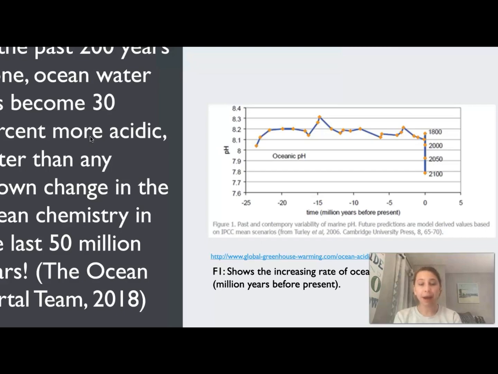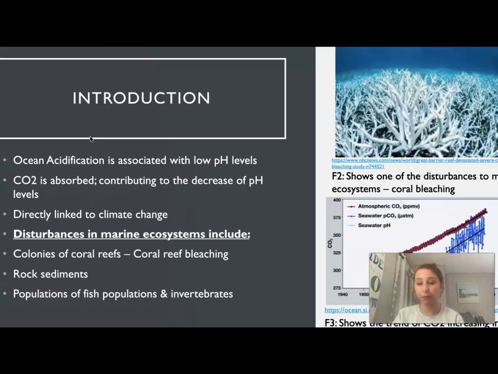Did you know that in the past 200 years alone, ocean water has become 30% more acidic, faster than any known change in the ocean chemistry in the last 50 million years? Figure 1 shows the increasing rate of ocean acidification from the time millions of years before the present.